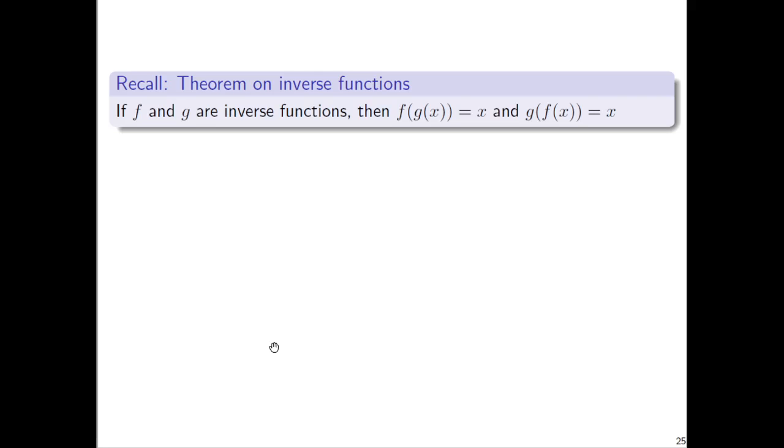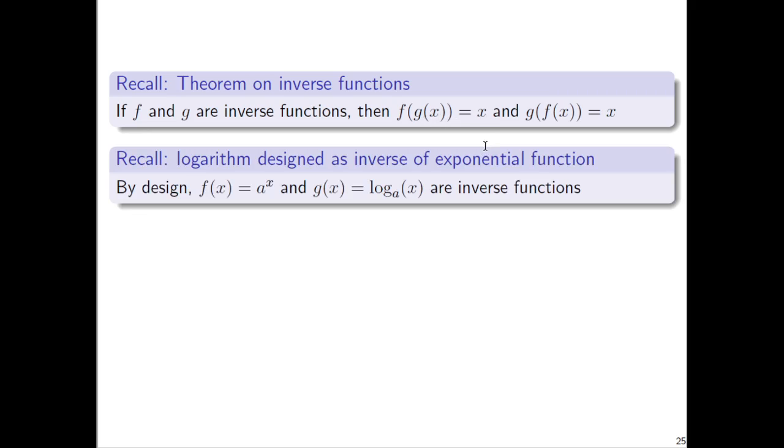Okay, I'd like to recall the theorem on inverse functions. This is from a while ago, but if f and g are inverse functions, then when you compose the two functions in either order, you just get back the input. So f of g of x equals x, and g of f of x also just simplifies to x. It doesn't matter how complicated these two functions are, if they're inverses of each other, then when you compose f of g of x, you just get back x, right?